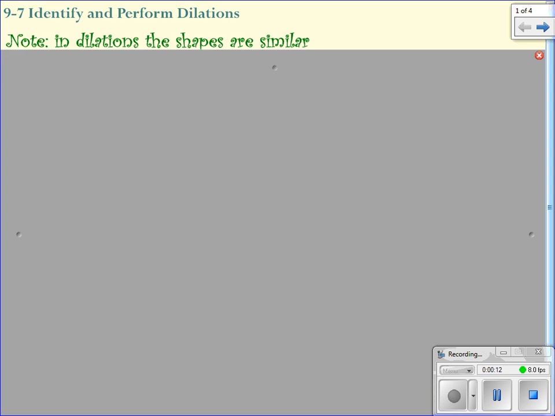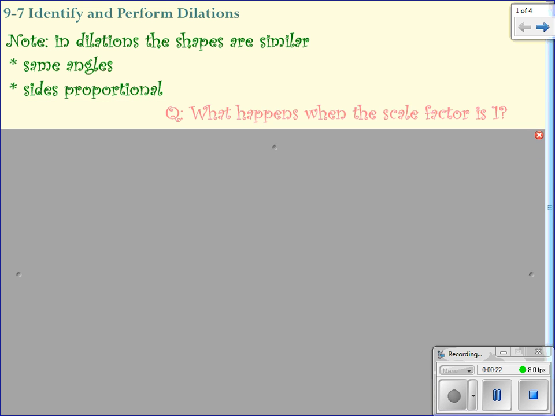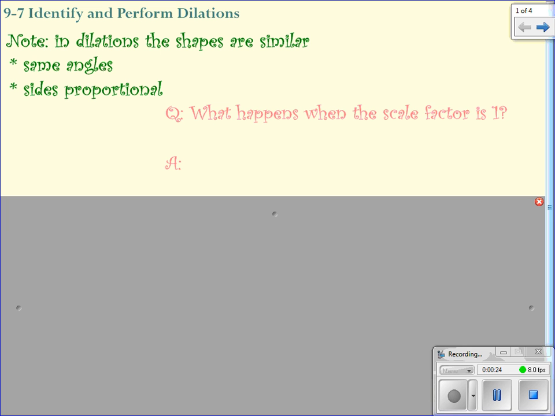Last section in chapter 9 where we're learning how to change objects' location, rotate, reflect. The last thing we have to do is change the size. So when we dilate something or change the size of it, either make it bigger or smaller, the angles stay the same and the sides are proportional. So we're going to be talking about something called scale factor, which is what we are going to use to change the size of something.